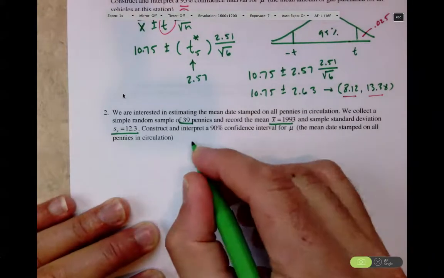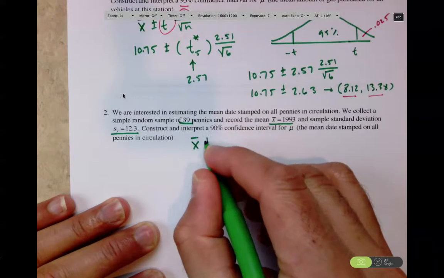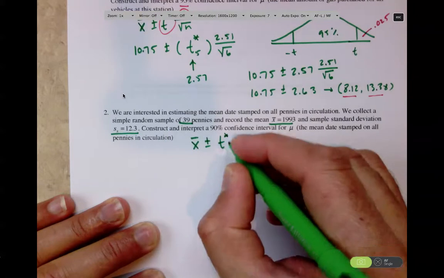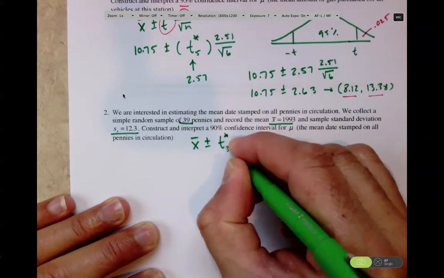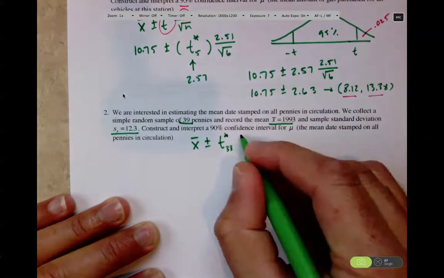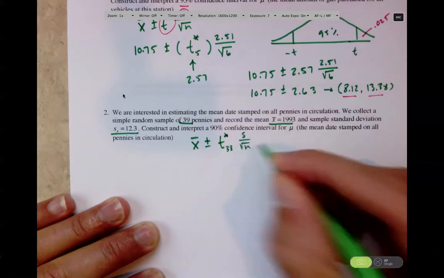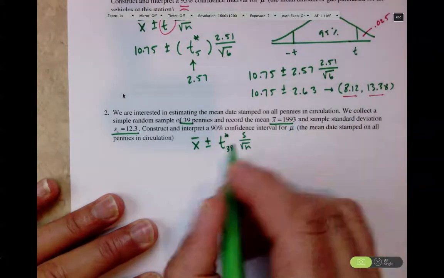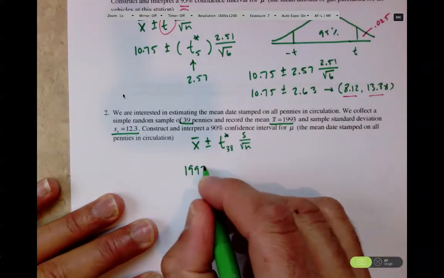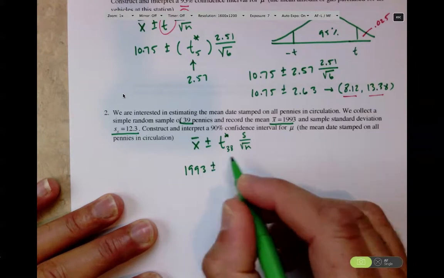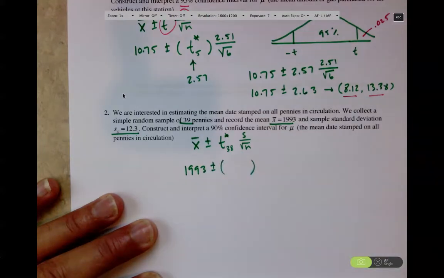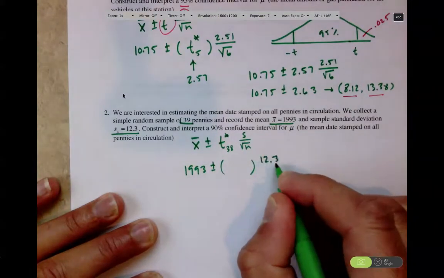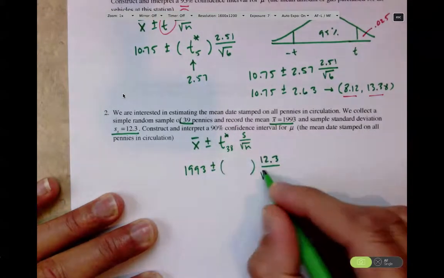So again, our confidence interval is going to be x bar plus or minus t star. We've got 39 pennies, so we're going to have 38 degrees of freedom, and we're going to have s over the square root of n. Some of these things we can just plug in. This will be 1993 plus or minus. We need this t star. I'm going to leave that blank for now. We'll go back to the table. Our standard deviation is 12.3, and our sample size was 39.